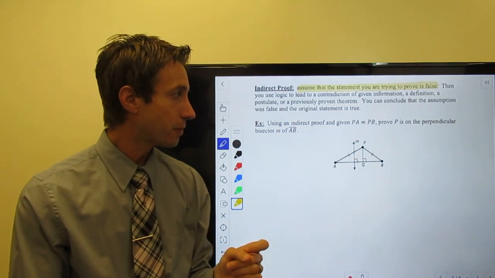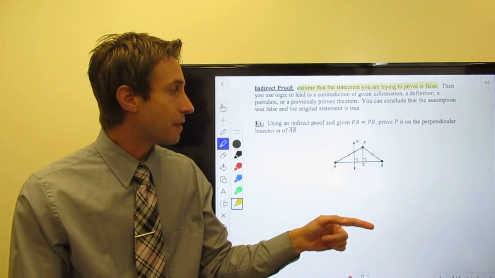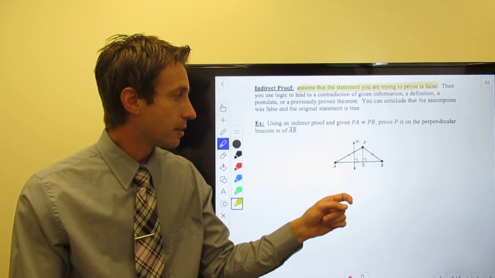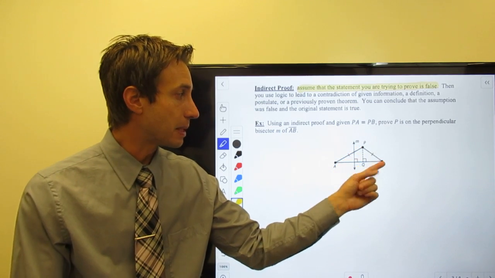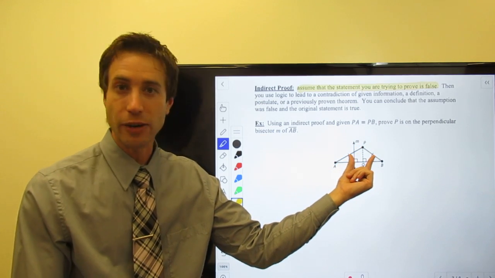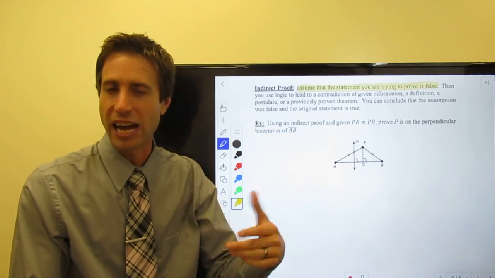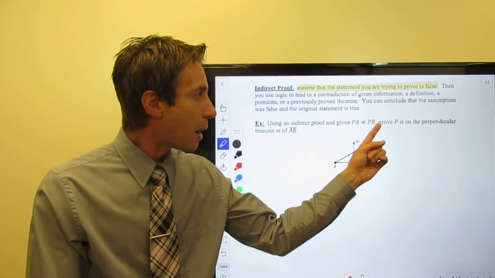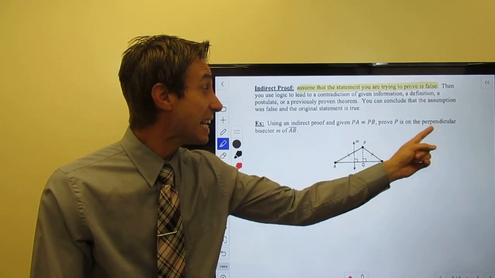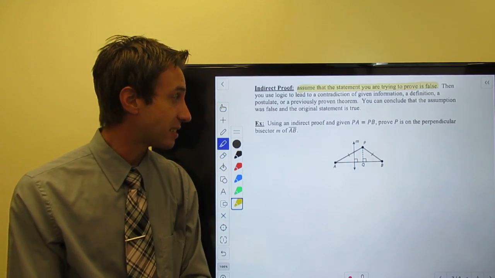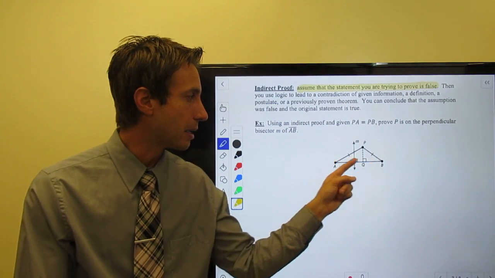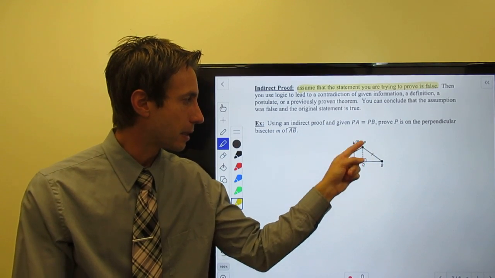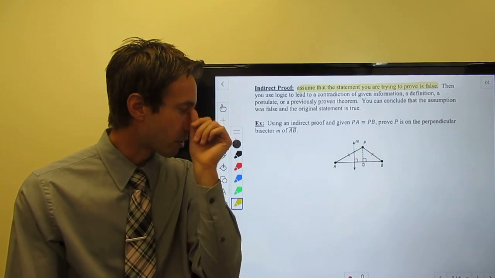Use an indirect proof. I'm given PA is equal to PB. So PA is equal to PB. I've even shown you right there in the diagram. I've given you those little hash marks to show you that they're congruent. I want you to prove that line P is the perpendicular bisector of AB.